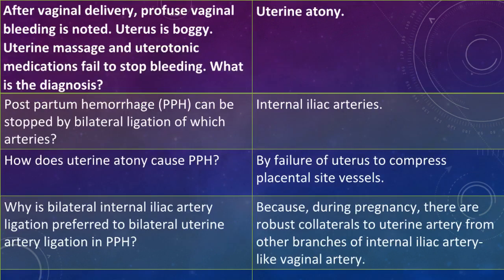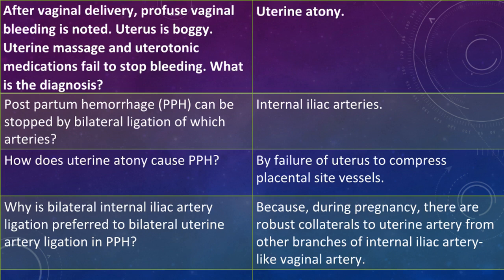After vaginal delivery, profuse vaginal bleeding is noted. Uterus is boggy. Uterine massage and uterotonic medications fail to stop bleeding. What is the diagnosis? Uterine atony. Postpartum hemorrhage, PPH, can be stopped by bilateral ligation of which arteries? Internal iliac arteries. How does uterine atony cause PPH? By failure of uterus to compress placental site vessels.